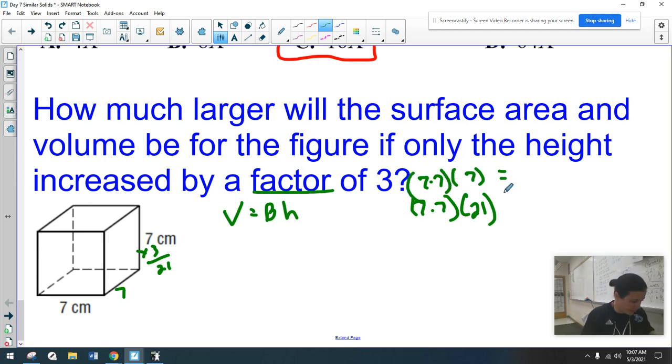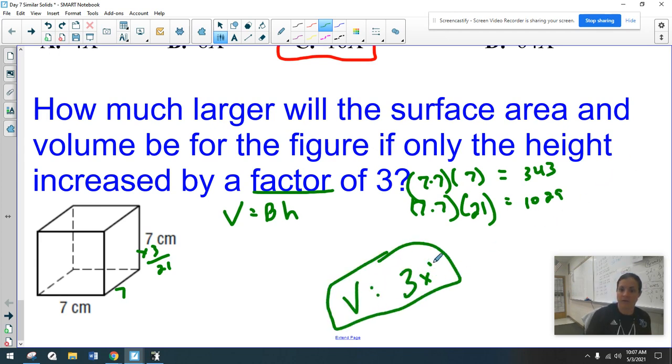And if you multiply all those together, that's going to give you 343. And then the new volume, if you times those together, you're going to get 1029. So if you divide 1029 by 343, you're just going to end up with 3. So the volume is 3 times. Okay, now the surface area.